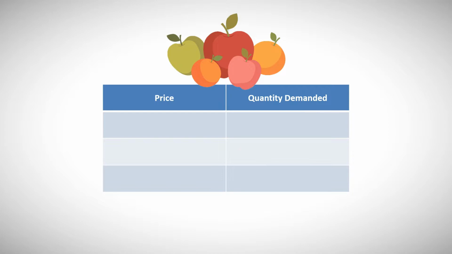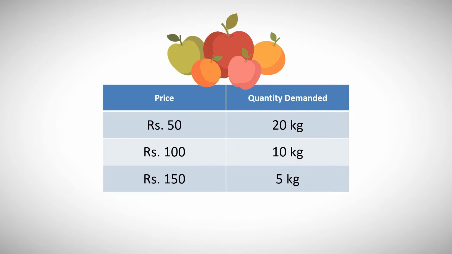Let's consider the case of apples. At 100 rupees per kg, the demand of apples is, let's say, 10 kgs. If the price is reduced to 50 rupees per kg, more people will like to buy apples. So the demand can be 20 kgs. If the price turns out to be 150 rupees per kg, very few people would like to buy apples. We can clearly see that with the rise in price, the demand of a product is reduced.